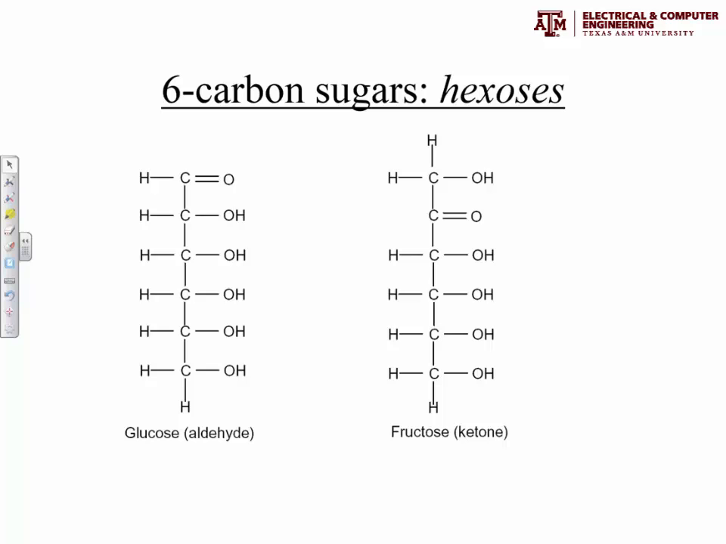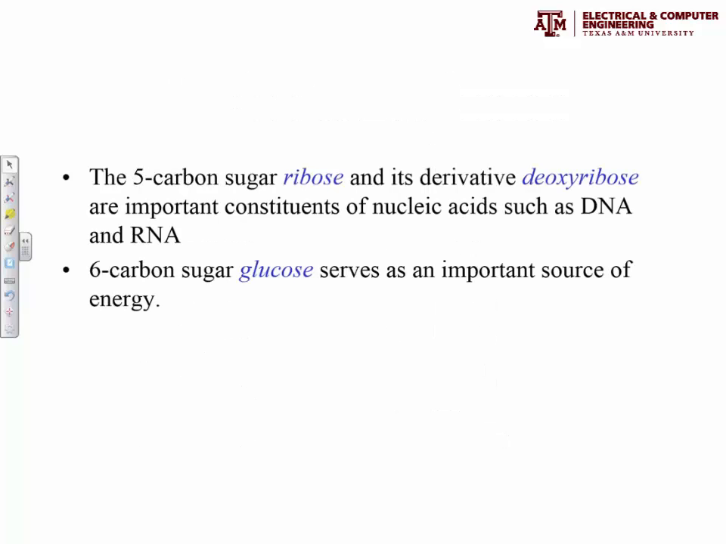And the aldehyde form, again, C double bonded with OH, and then all of this stuff here, that is called glucose. On the other hand, if it is a ketone, C double bonded with O, then that's called fructose. Now, the 5-carbon sugar ribose that I showed you, the aldehyde with 5 carbons, and its derivative deoxyribose, which I'll define in a few minutes.